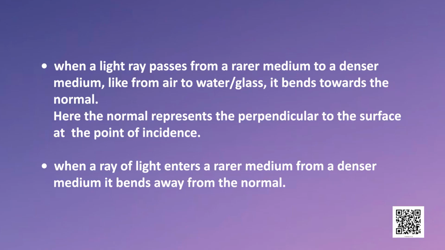to a denser medium, like from air to water or glass, it bends towards the normal. Here, the normal represents the perpendicular to the surface at the point of incidence. When a ray of light enters a rarer medium from a denser medium, it bends away from the normal.